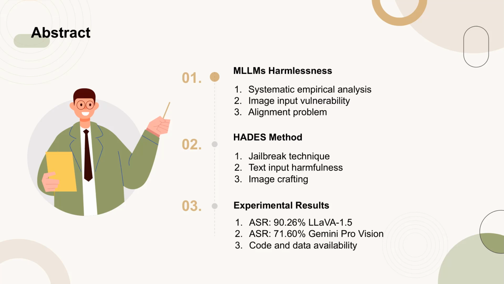In this paper, the authors investigate the harmlessness alignment problem in multimodal large language models, MLLMs. They perform a systematic empirical analysis and find that image input presents a vulnerability in MLLM's harmlessness alignment. Motivated by this discovery, they introduce a novel jailbreak method called Hades, which conceals and amplifies the harmfulness of malicious intent within text input using carefully crafted images.